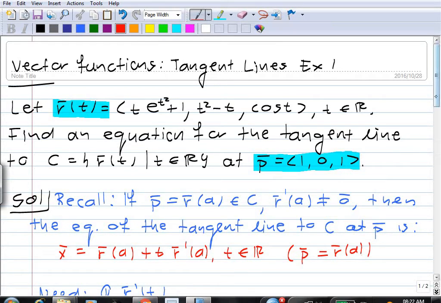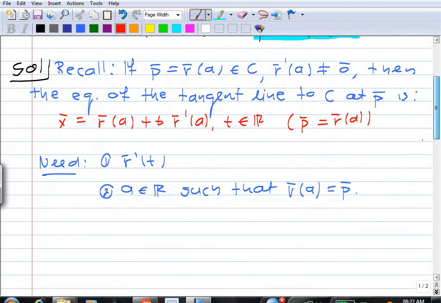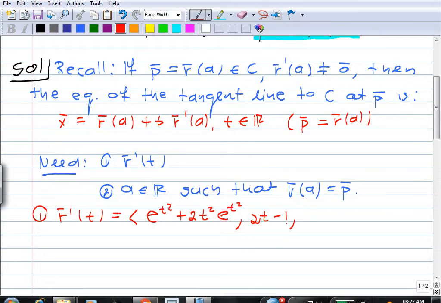Okay, so what do we need? Well, firstly, we need to find the derivative of r. So that we can do. Remember, we just differentiate component-wise. So the derivative of r at any point t is equal to e to the t squared plus 2t squared e to the t squared, 2t minus 1, minus sine t. Right, so we've got the derivative.